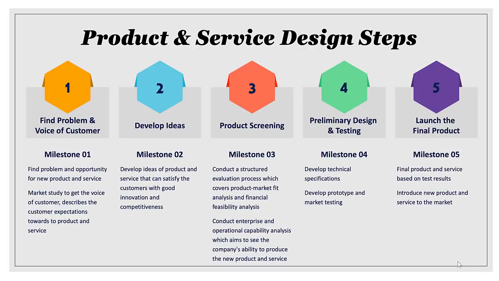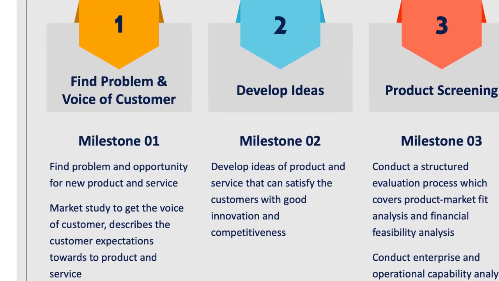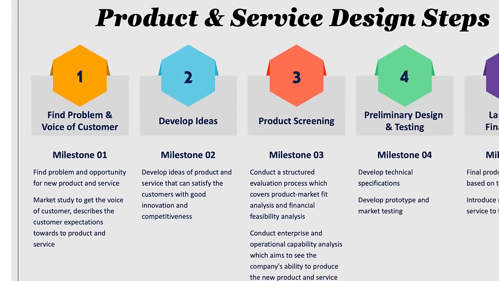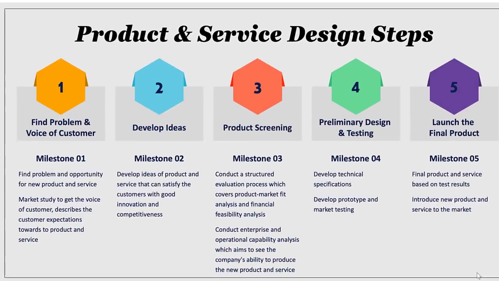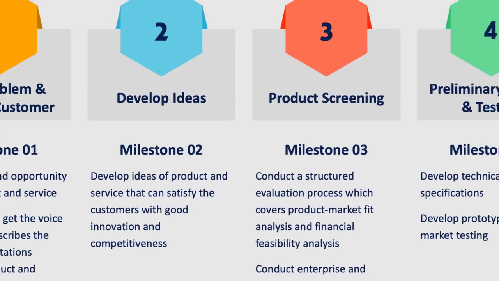The product and service design steps consist of 5 main steps. First is to find problem and voice of customer. In this step, the firm needs to identify problems as the basis to find the opportunity of new product and conduct market study to capture the customer's expectation towards the product and service. Second, based on the previous steps, the firm develops ideas of new product and service that can satisfy the customers with good competitiveness.